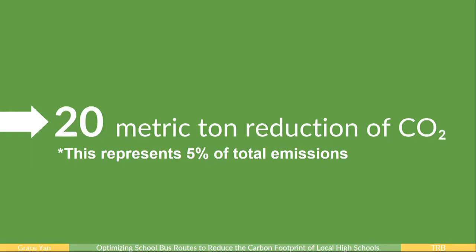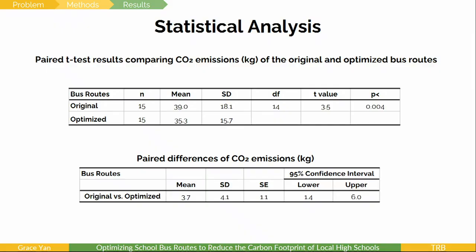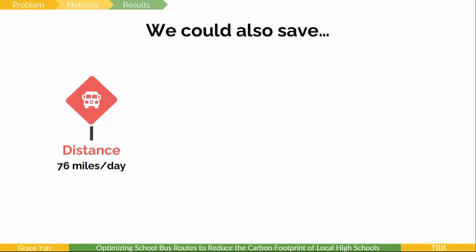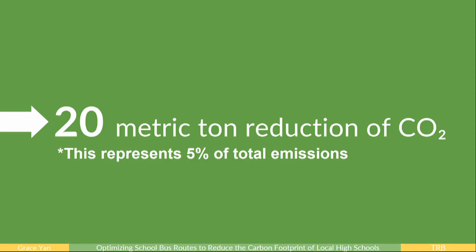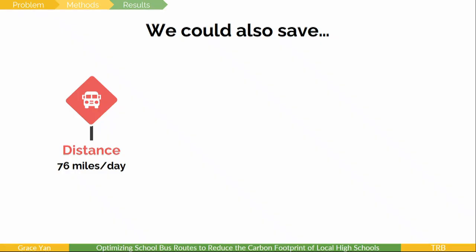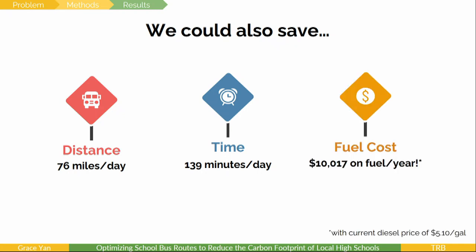So I found that for just my school, using these optimizations, we would be able to save 20 metric tons of carbon dioxide from being emitted into the atmosphere each year, which accounts for 5% of the total carbon emissions. And over the course of one school day, we would be able to save 76 miles in over 2 hours. Throughout the entire school year, this would account for over $10,000 in fuel cost savings. And keep in mind, this is just for one school.